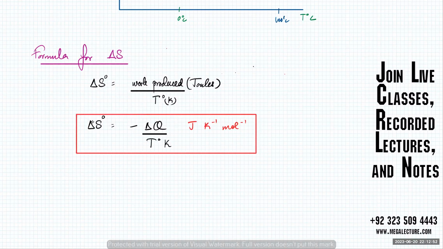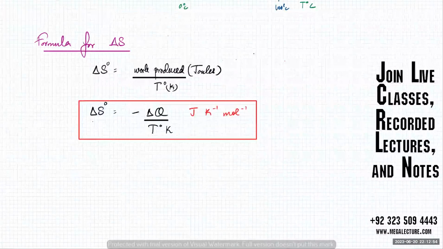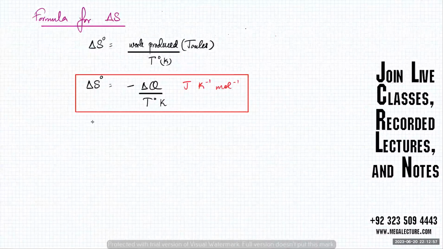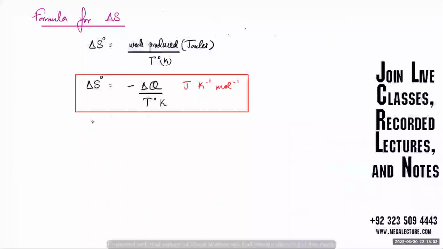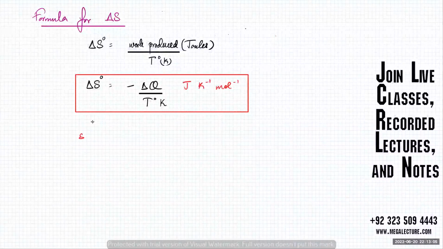So the other thing about this is that that's a formula for delta S. The other thing about this is you're not really going to use this formula. Standard entropies for different substances are already calculated and given in tables.